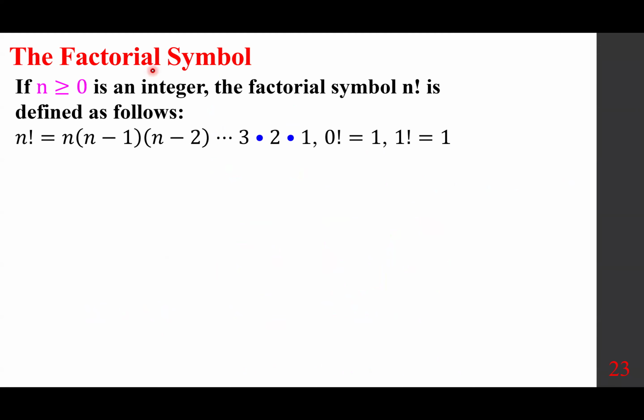The last piece is the factorial symbol. If n is larger than or equal to 0 and is an integer, the factorial symbol, n factorial, is defined as follows. n factorial is n times n minus 1 times n minus 2, so all the way to 1. 0 factorial is 1. 1 factorial is also 1.